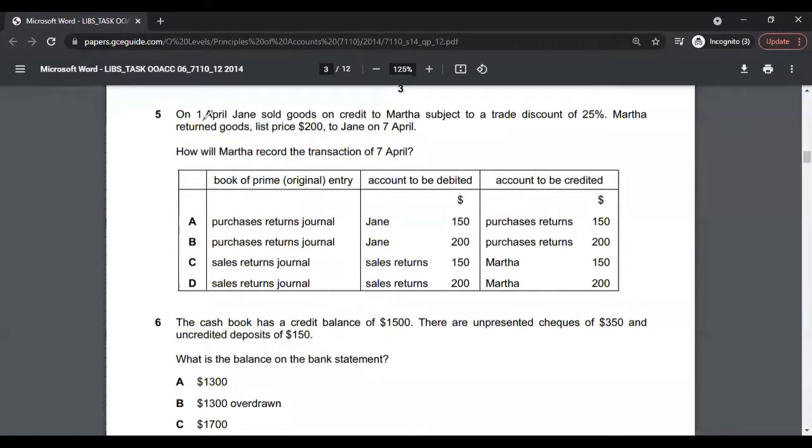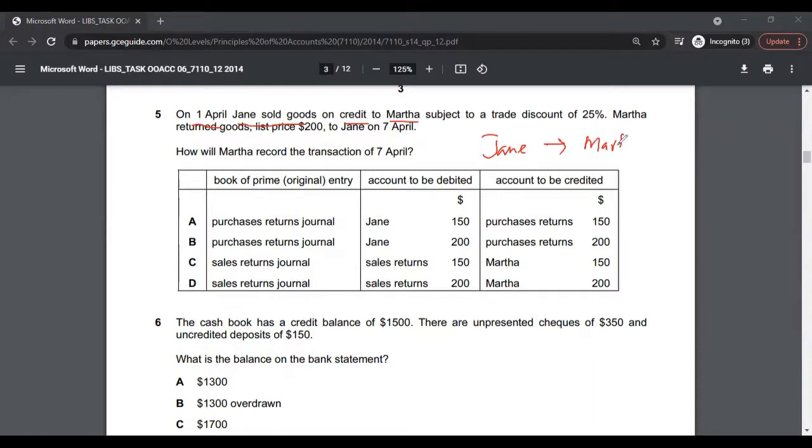Multiple choice 5. On 1st April, Jane sold goods on credit to Martha at a trade discount of 25%. Martha returned goods to Jane with a list price of $200 on 7th April. So how will Martha record the transaction on 7th April?